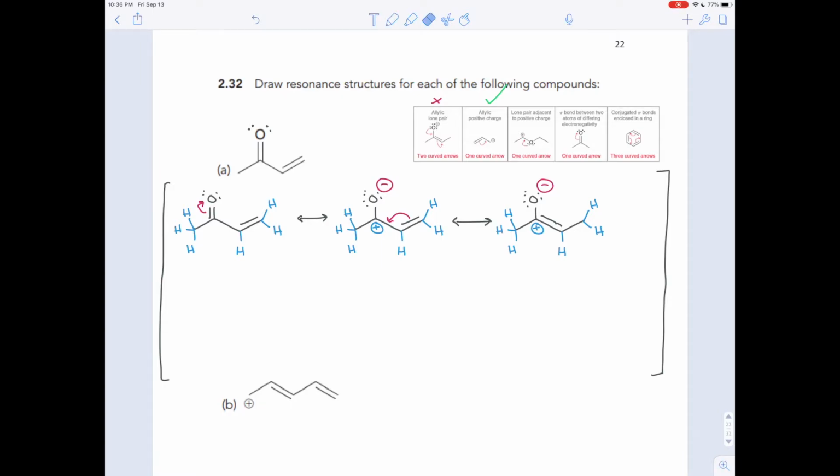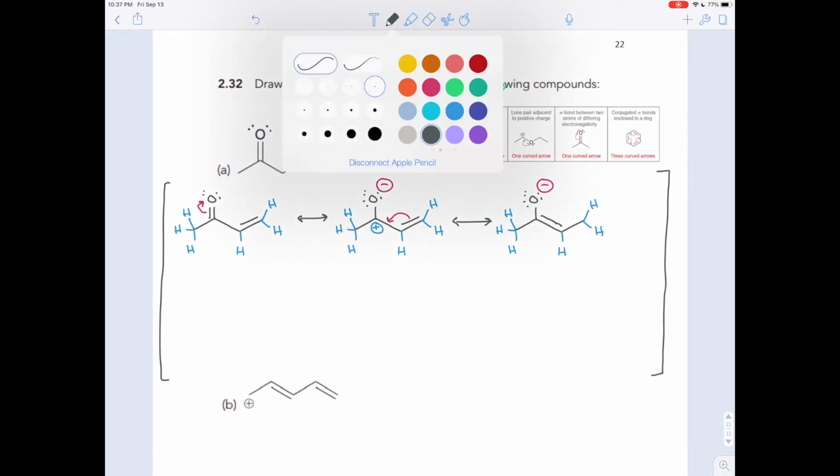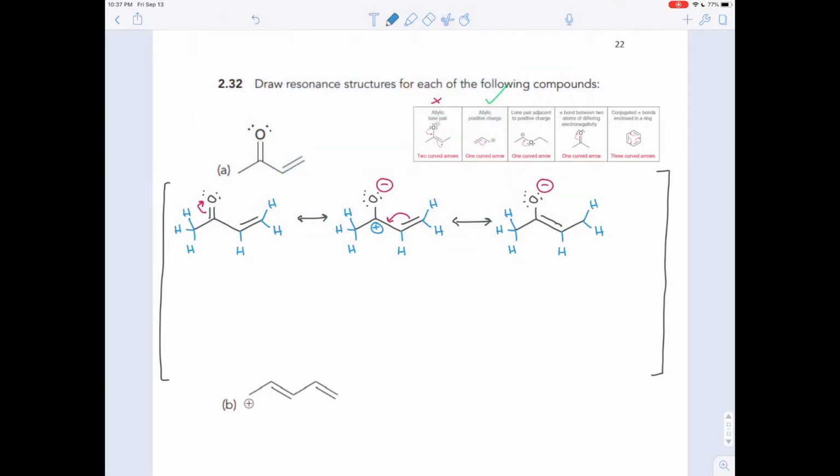And so now, if you go back and you calculate the different formal charges, you'll see this carbon is now 0 because it has 4 lines around it, and this carbon over here is now positive 1 because it has only 3 lines around it.